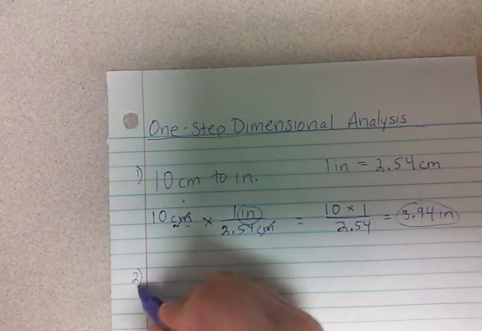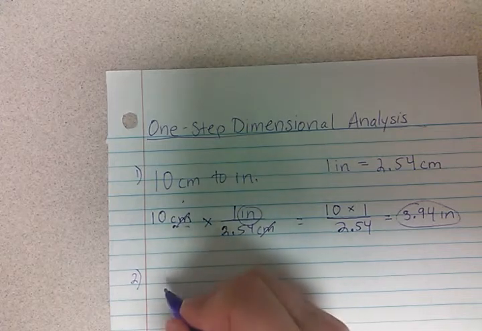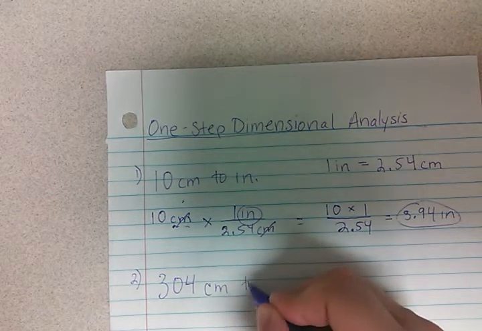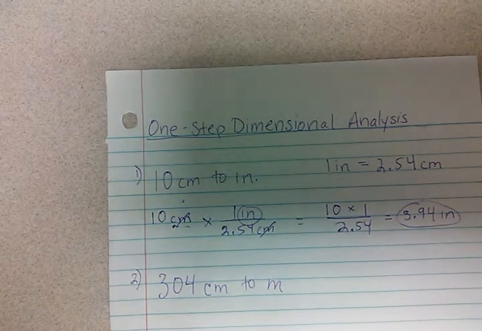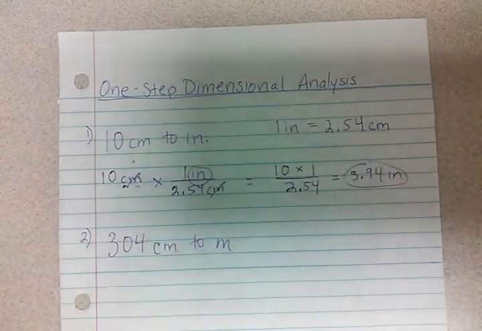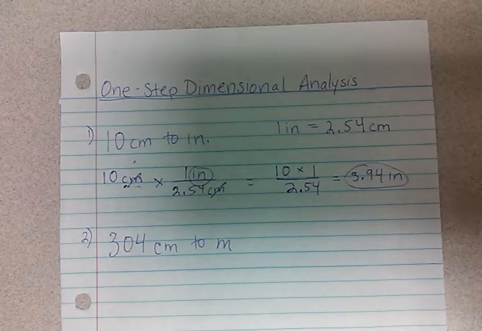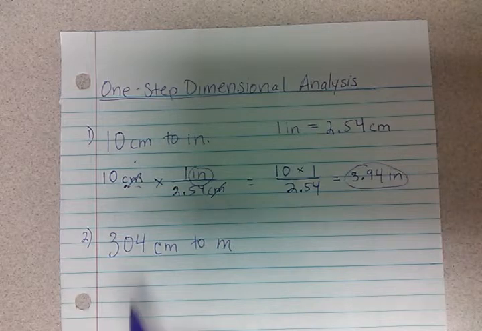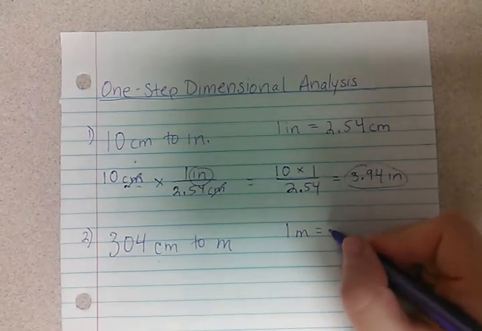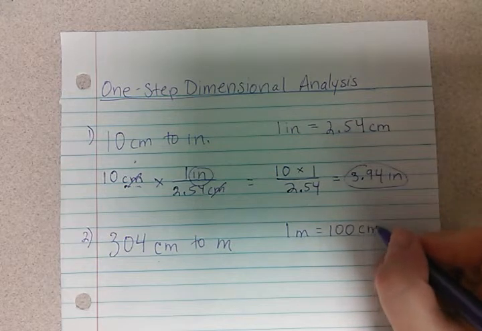Okay, second problem. This time we're going to do metric to metric. So the first step in dimensional analysis is to write down our conversion factors. So here we want to think how many meters make up a centimeter, how many centimeters make up a meter. So remember, C stands for centi. Centi is 1/100th. So in 1 meter, we have 100 centimeters.